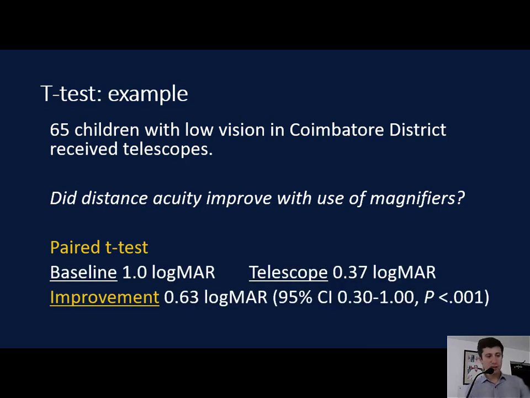So in this case, their vision was measured in logMAR, and it was 1.0 at baseline, 0.37 with the telescopes. This was an improvement. This is our effect size of 0.63 logMAR. Our 95% confidence interval, we're 95% sure that children in Coimbatore who receive telescopes are going to have a visual improvement of 0.3 to 1 around this mean improvement. And that was statistically significant with a very small p-value. So we concluded that with these telescopes, we see visual improvement in these children. Questions about that?